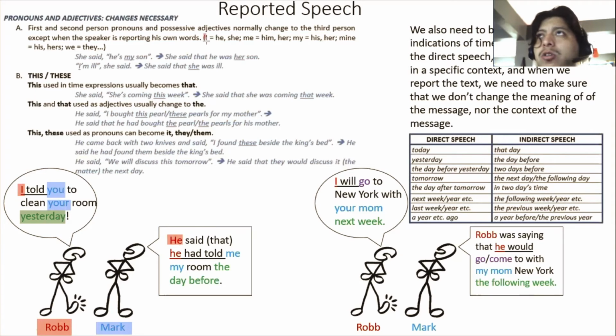I changes to he or she. In this case, because this is a man, this is Rob, he said that he, okay, él dijo que él, esto está en pasado, told you, I told you, entonces lo pasamos a pasado perfecto. He had told me. Otra vez, aquí cuando tenemos esta parte, cuando Rob habla de you, a ti, se refiere a Mark. Cuando Mark quiere referirse a sí mismo, no dice you, dice me, ¿sí?